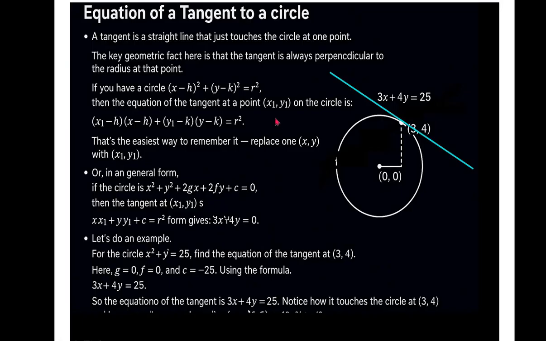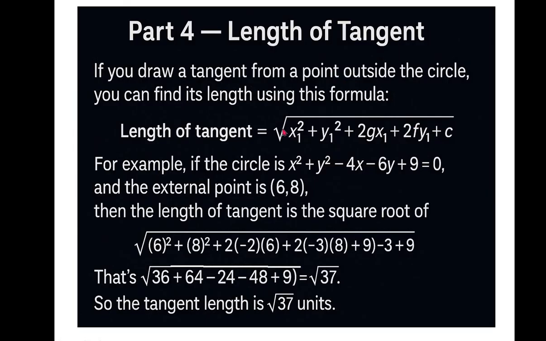Now the equation of the tangent we have discussed. Now part 4, length of the tangent. If you draw a tangent from a point outside the circle, you can find its length using a formula. Again, the same formula you can remember, under a root: √(x1² + y1² + 2gx1 + 2fy1 + c). For example, we have this equation and the external point is (6, 8).